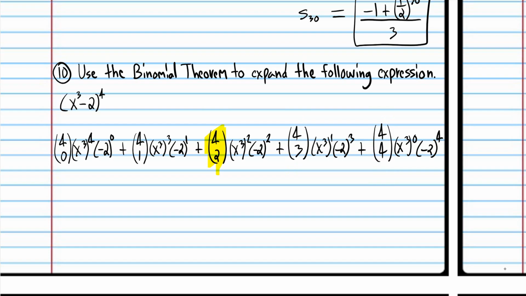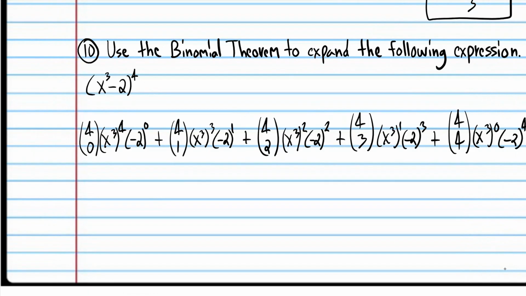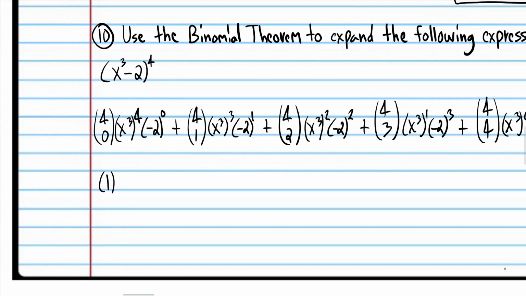but some of the values, like 4, 0, remember that's pronounced 4 choose 0. So how many ways can you choose 0 things out of 4? Well, that's just defined to be 1. It's not really a concept that makes any sense. It's just defined to be 1.